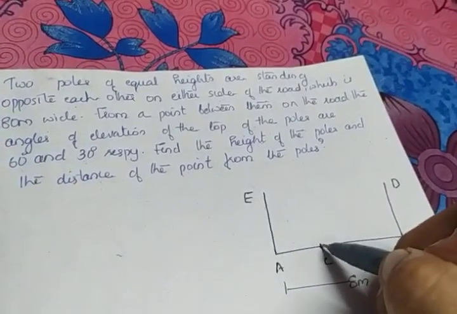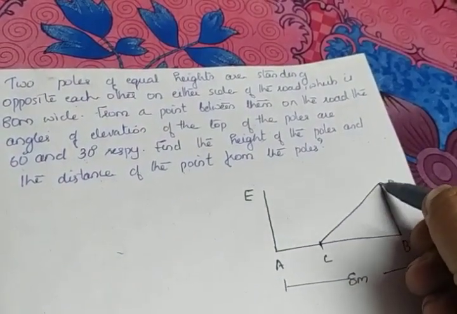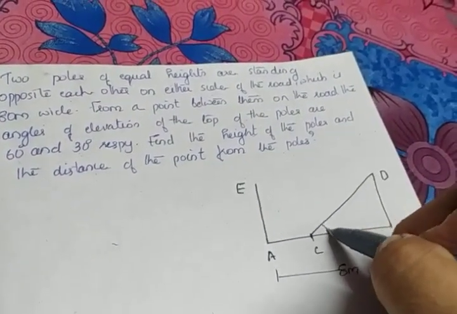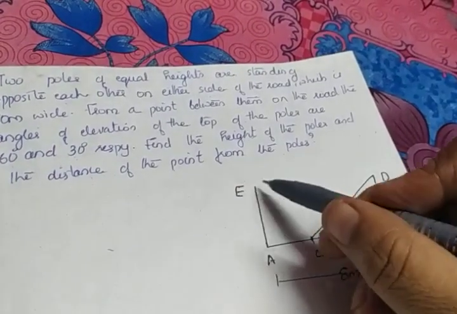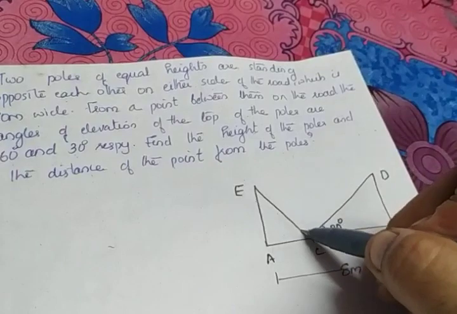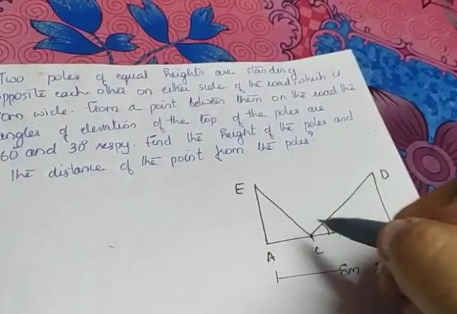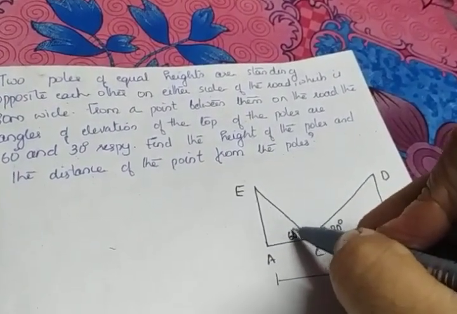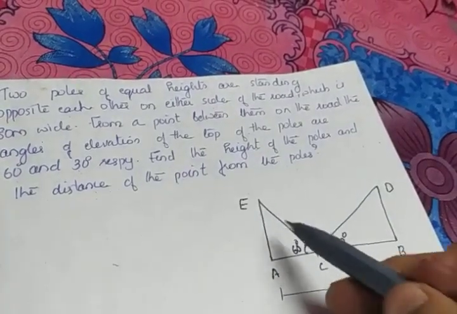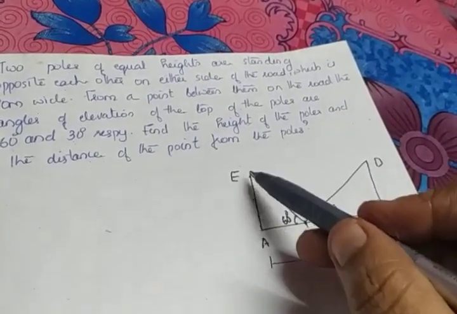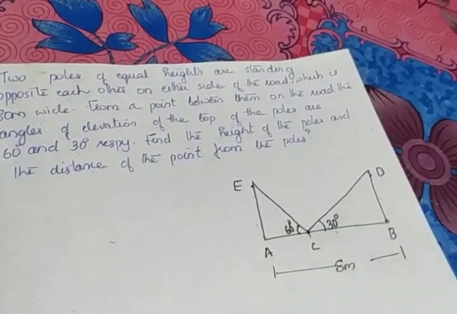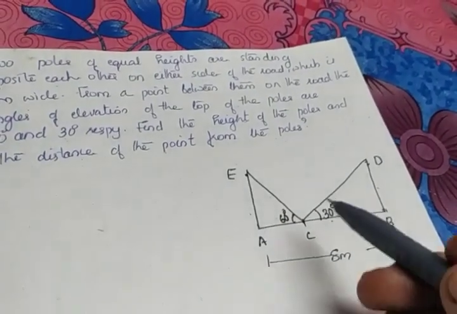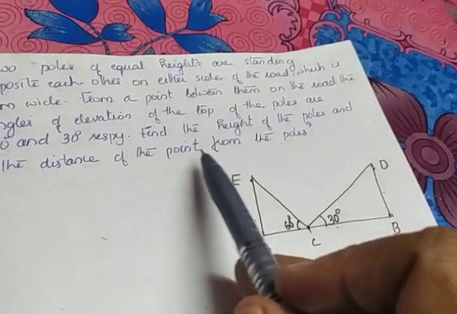From this point, if we want to draw the angle of elevation, we have to draw the line of sight, and this angle is given as 30 degree. If we mark this as 60 degree also, no problem. Okay. And from here to the pole AE, angle of elevation is given as 60 degree. And the question is to find the height of the pole. That means either we need to find the length of AE or the height of BD. Both are having same height. It is clearly given in the question. And also, distance of the point from the poles.